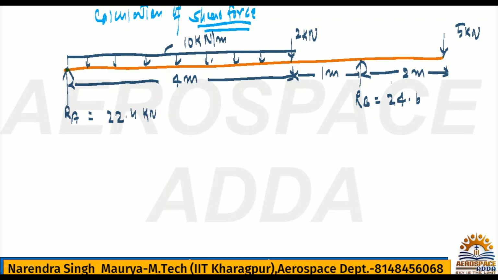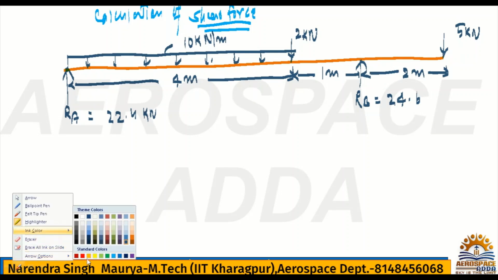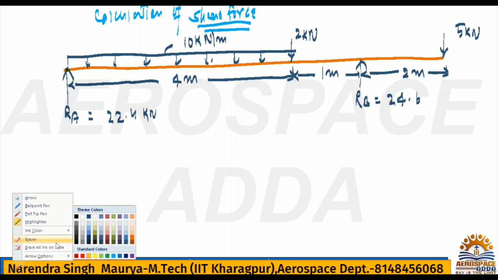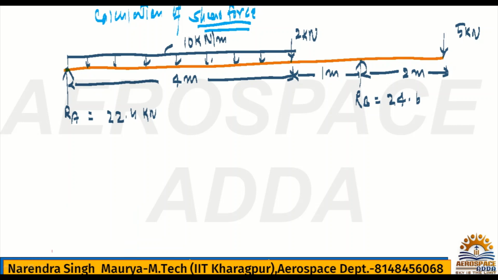What is the first step once you are going for calculation of shear force? You have to mark the points. How to mark these points? You just make dotted lines. You'll see here, so you will understand.